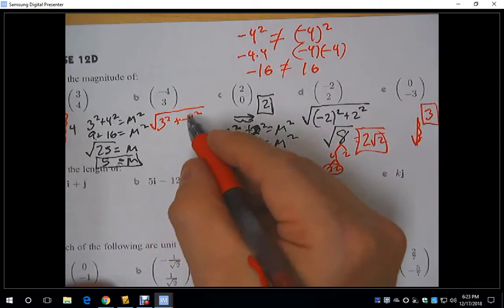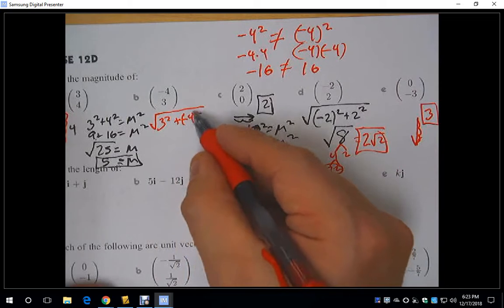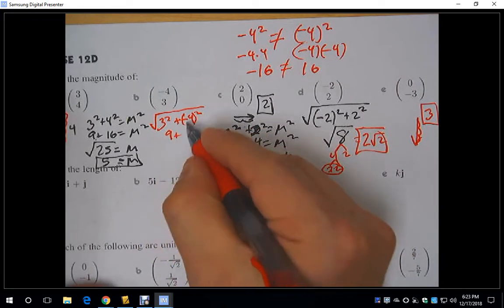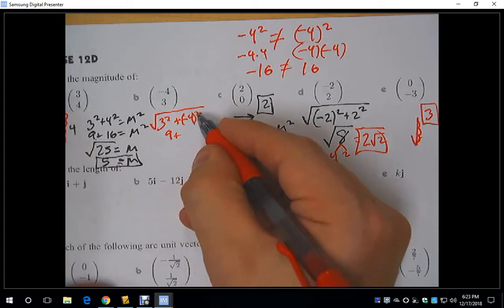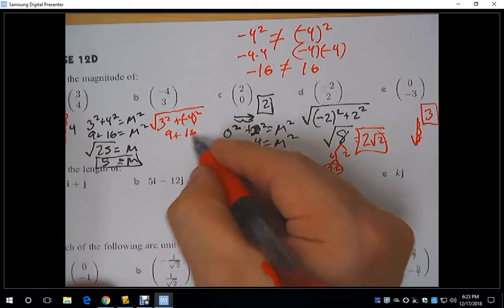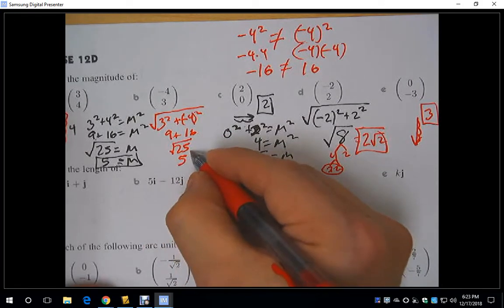So we need to make sure that we use parentheses here to indicate that we are going to square all of this b value. So 3 squared, that's 9, plus (-4) squared, which is -4 times -4, that's 16. I end up with 9 plus 16, which is 25. I have the square root of 25, which is just going to be 5.